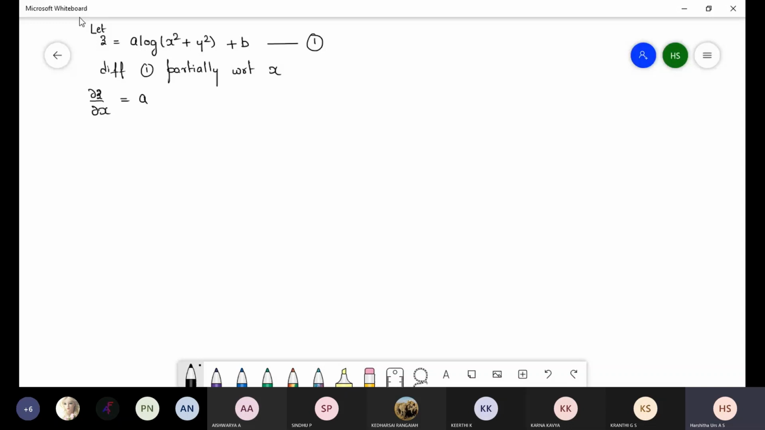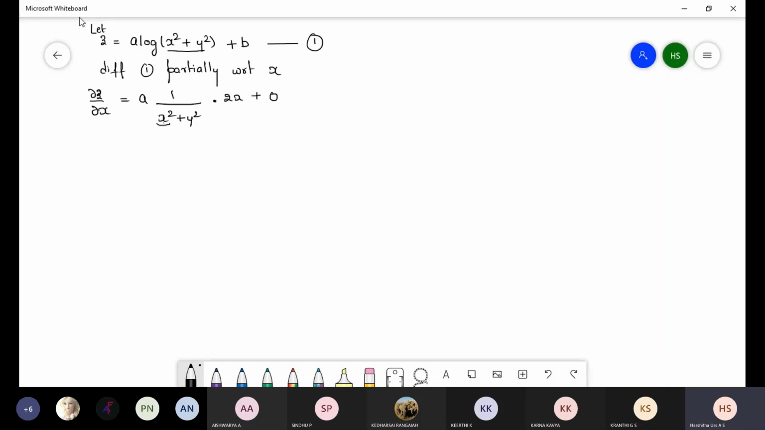Differentiation of log x. In general, I am asking... Yes, 1 by x square, yes, 2x. Differentiation of log x in general is 1 by x. So in the place of x, we have x square plus y square. So here let us write 1 divided by x square plus y square. Then differentiation of x square is 2x, and the constant term in differentiation is 0.